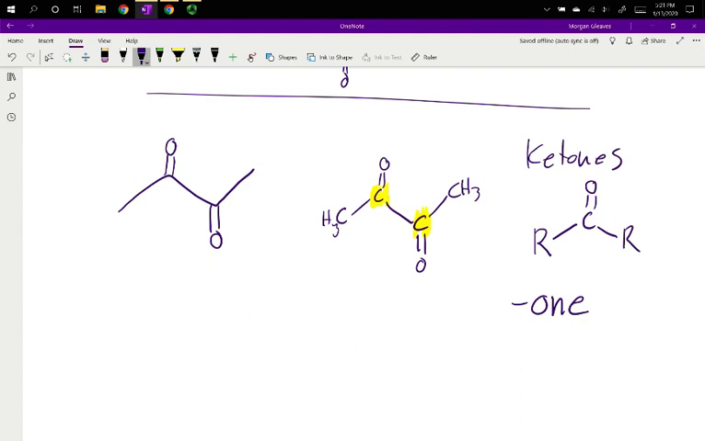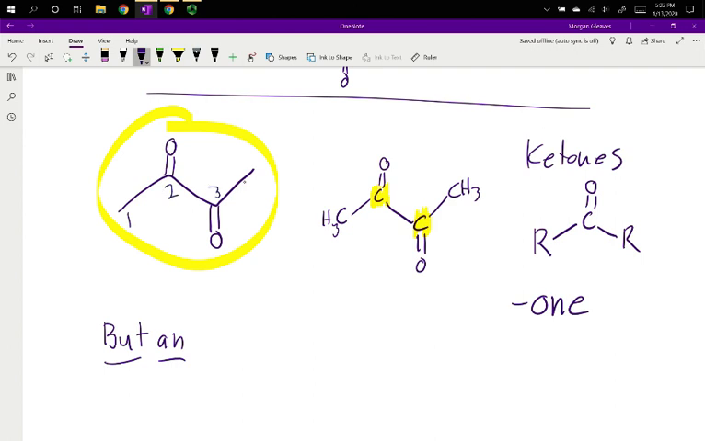So if we wanted to try to name our starting molecule over here, well, it's 4 carbons long, so it's a but-. All the carbons are single bonded to each other, so it is a butane. And it has, well, in this case, 2 ketones. In terms of numbering, we'd have to say 1, 2, 3, 4, or 1, 2, 3, 4. Either direction, the 2 and the 3 will have our functional group. So there's a butane-2,3-dione.